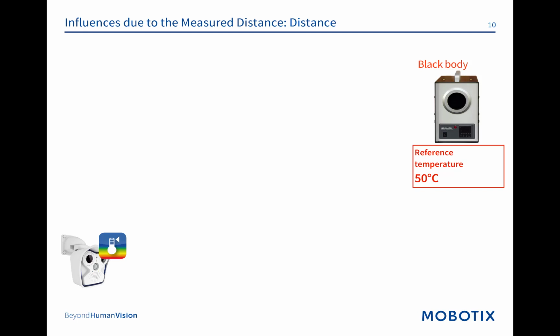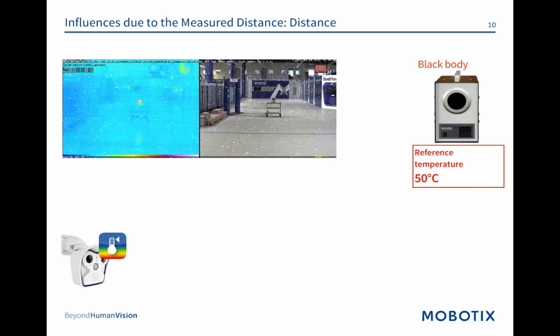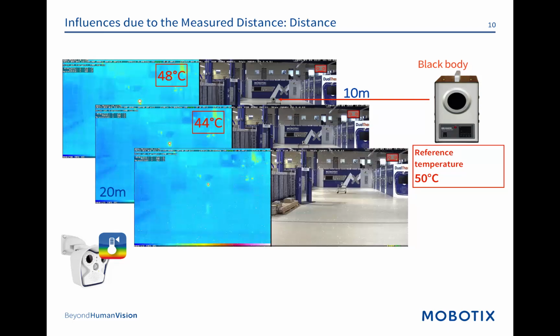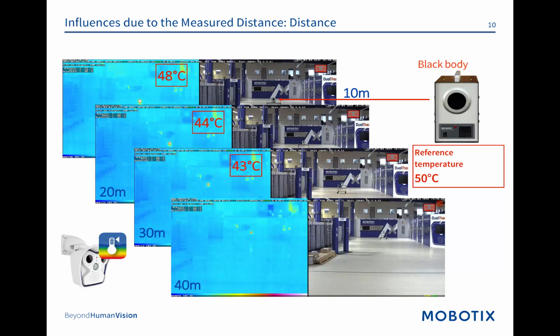So now we have made different measurements. We made a measurement at 10 meters. Here you can see this device. And at 10 meters, we had already a lower temperature. This was only 48 degrees Celsius. And then we have done some other measurements. At 20 meters, it was 44, at 30 meters, 43, at 40 meters, 42.